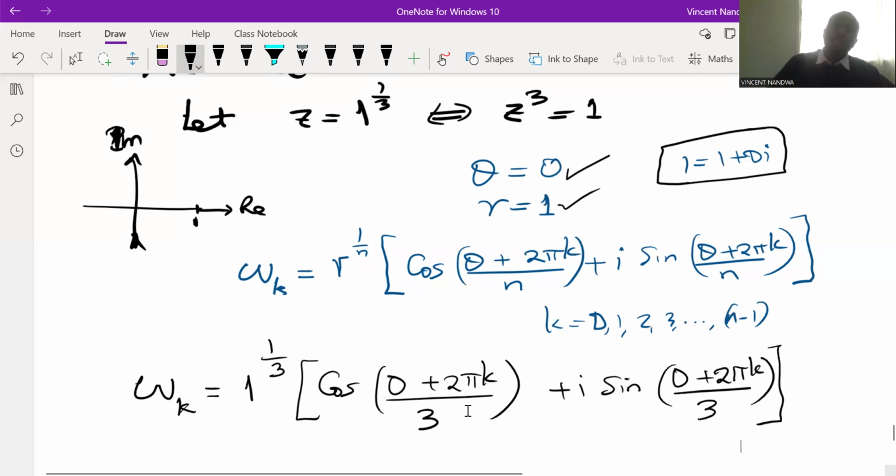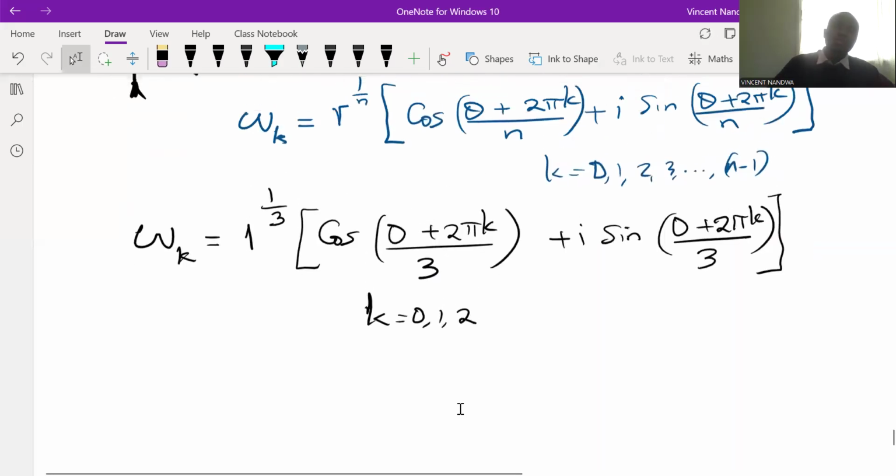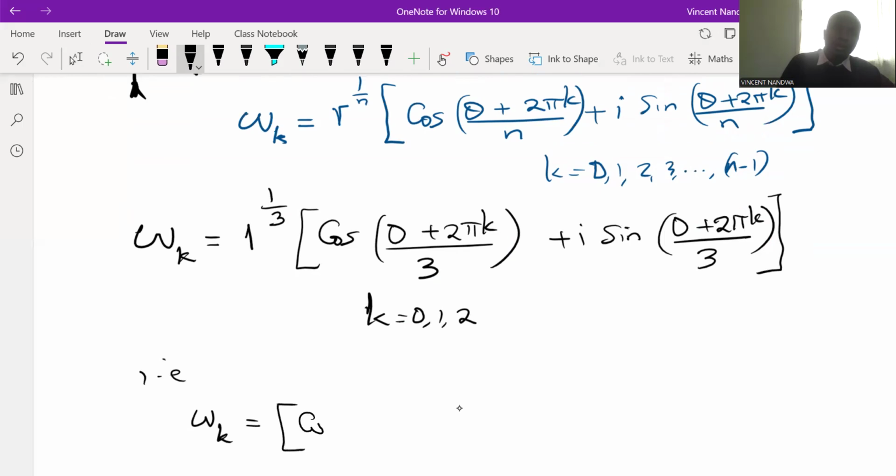So this is what we have. k will be 0, 1, and 2 because our n is 3, so n minus 1 is 2. So all the cube roots will be given by w sub k equals 1 power 1 over 3, which is just 1, times cos 2 pi k over 3 plus i sine 2 pi k over 3.